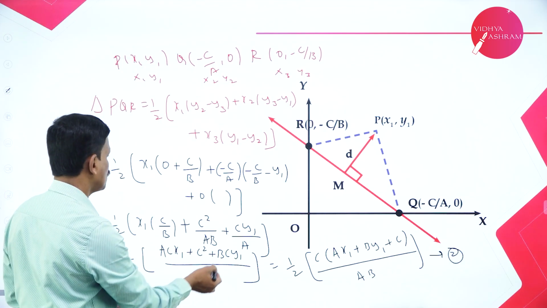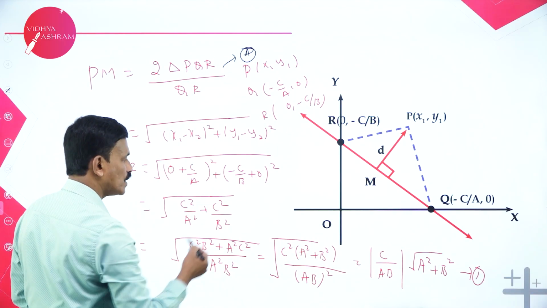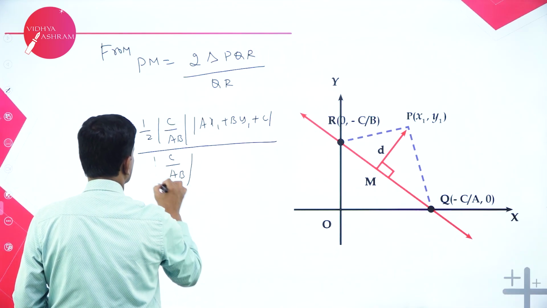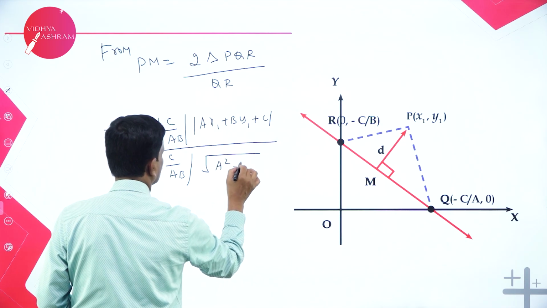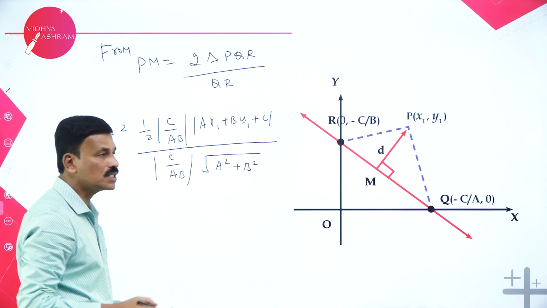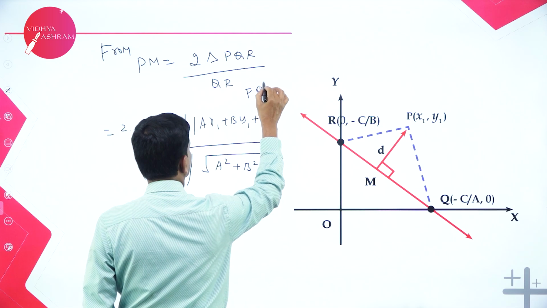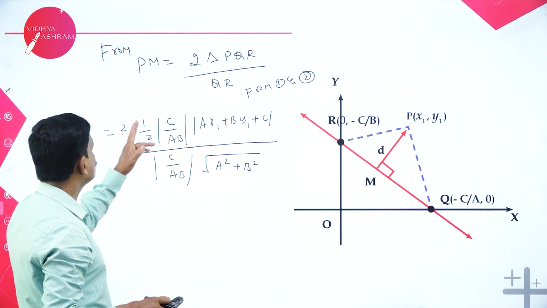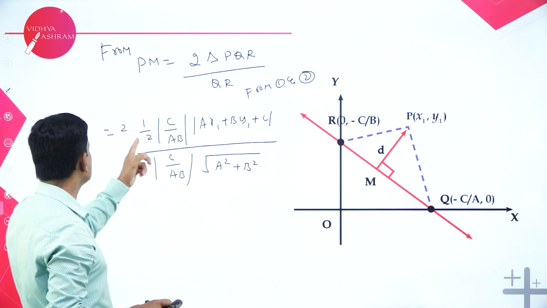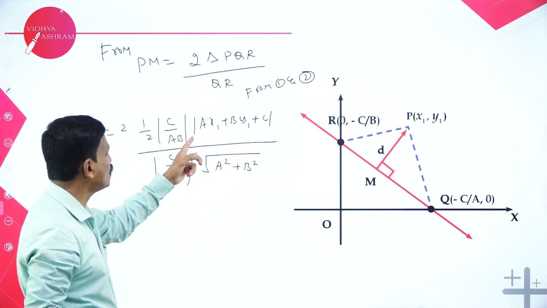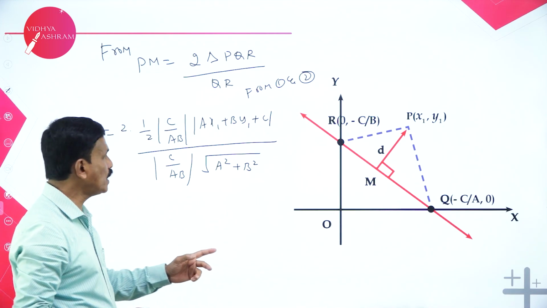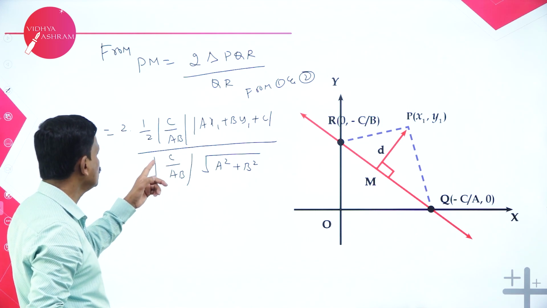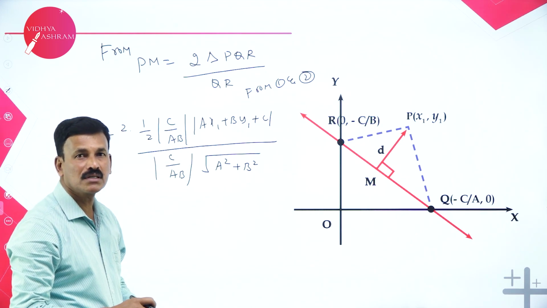What is QR from equation number 1? We have C by AB into root of A square plus B square. That's it. This is from equation number 1 and 2. Very simple, see. So 2 times area of triangle PQR is half into C by AB into mod of AX1 plus BY1 plus C, divided by QR. QR is nothing but, from equation number 1, C by AB into root of A square plus B square.